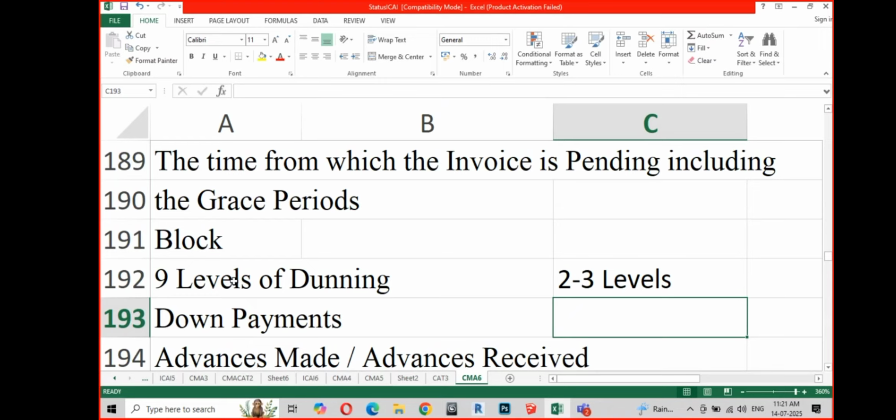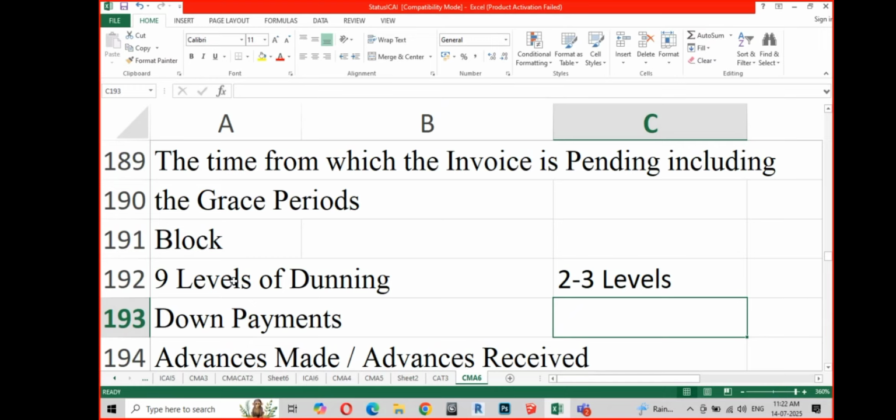And we have practically experienced this in our European projects. Clear? So normally, practically, we have the dunning system being designed by the consultant not to have more than 3 levels. Clear?